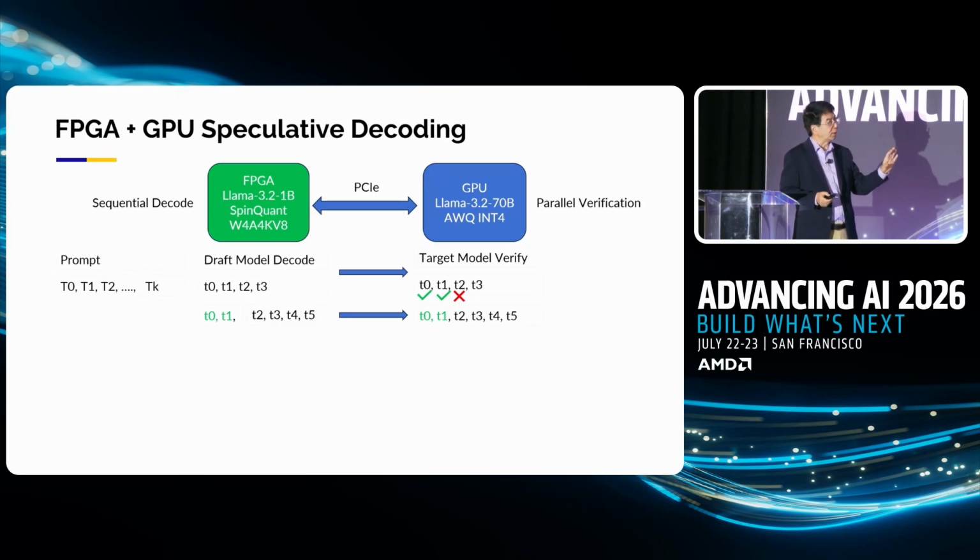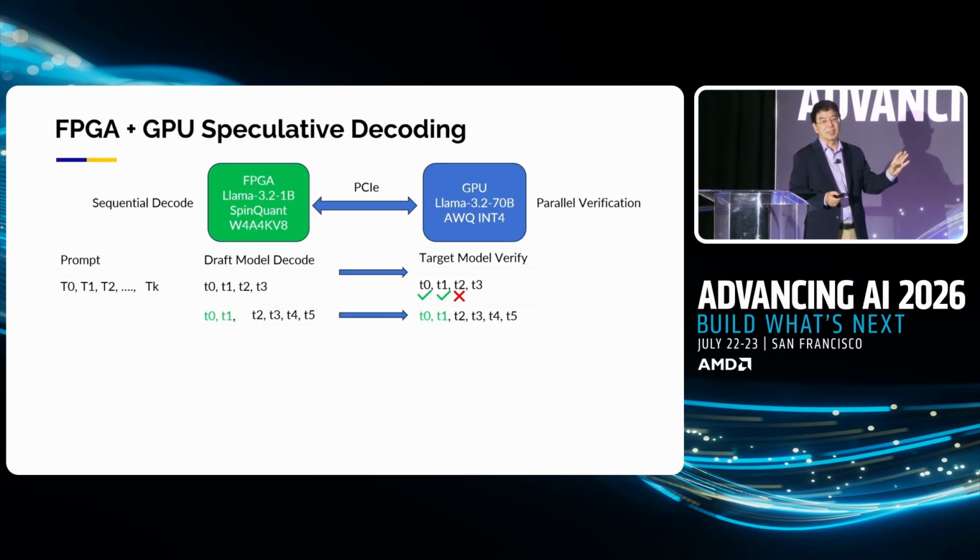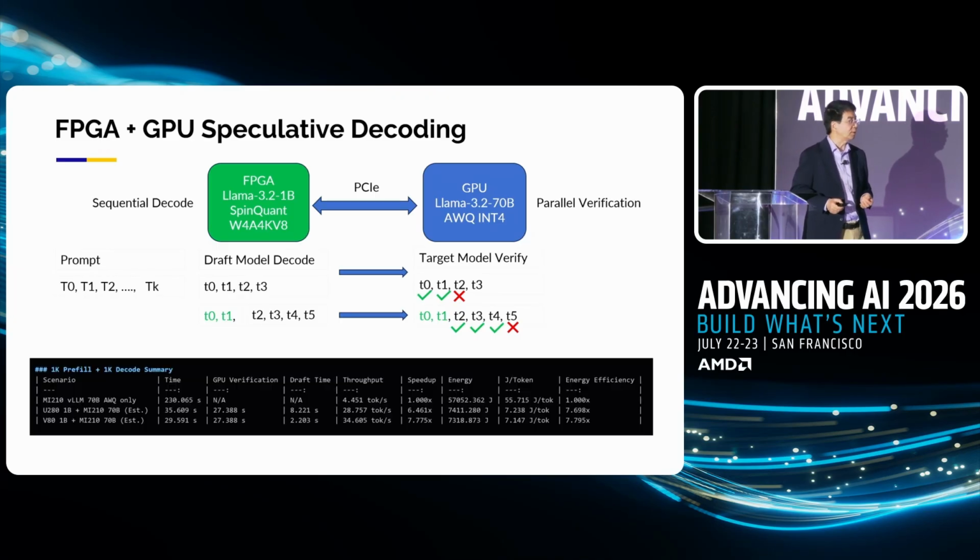So the beauty is that it doesn't matter how lousy your small model is, I can guarantee the same decoding quality by adjusting the acceptance ratio on the target model. So this is exactly what we do.